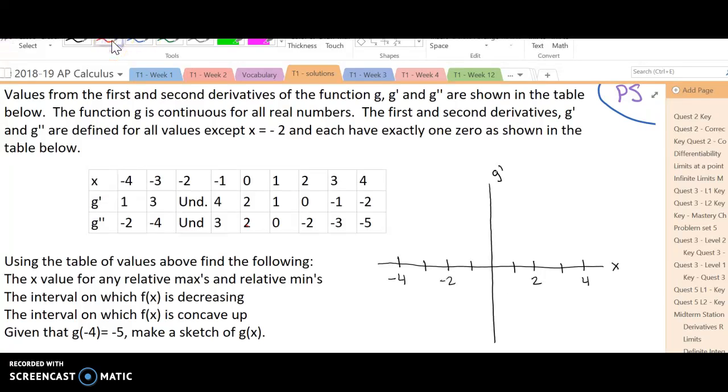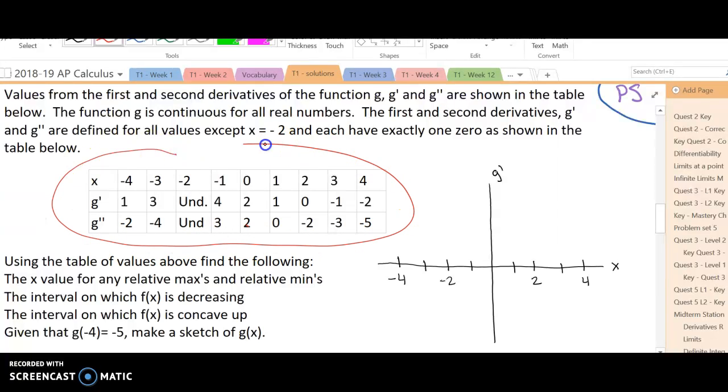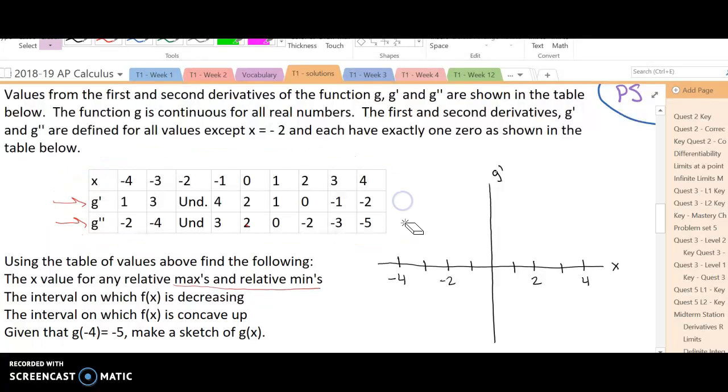You've been given all of this information in a table about g prime and g double prime, and you're asked to do a series of things starting with the location of max and min. And I think it's much easier to see what's going on if we look at a graph of the derivative and not in table form. So I'm going to build a graph out of this table.